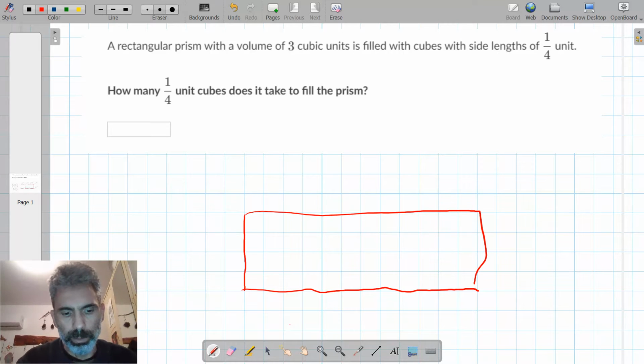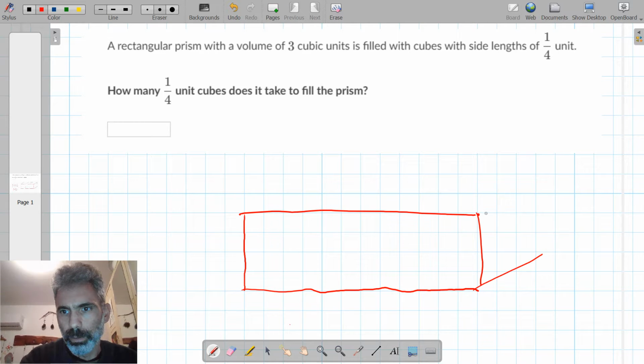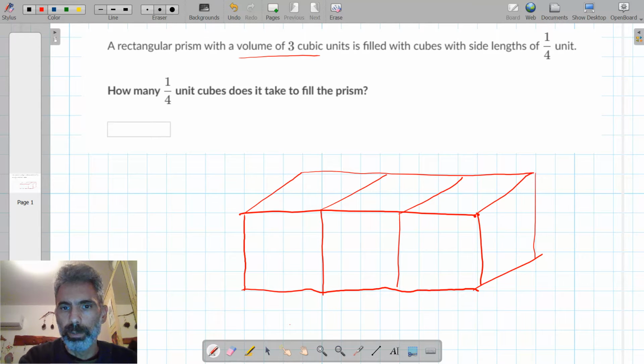With a volume of 3 cubic units. Okay, let's say that this is 1 cubic unit, this is 2 cubic units, and this is 3 cubic units. And now, so this is the rectangular prism with a volume of 3 cubic units, and this prism is filled with cubes with side lengths of 1/4 unit.